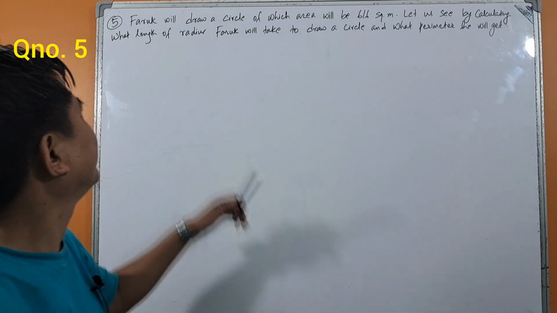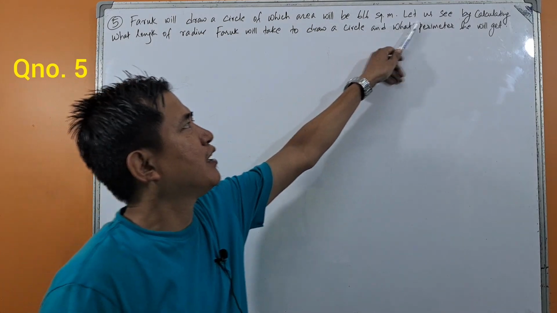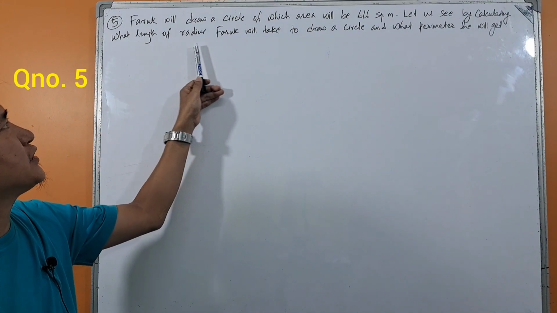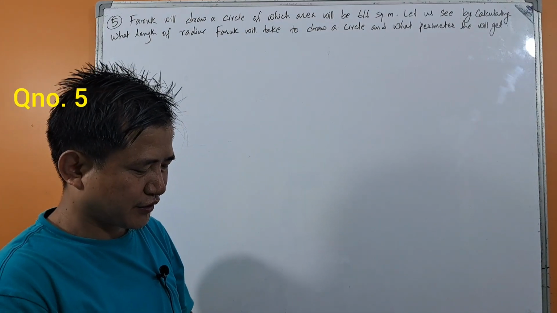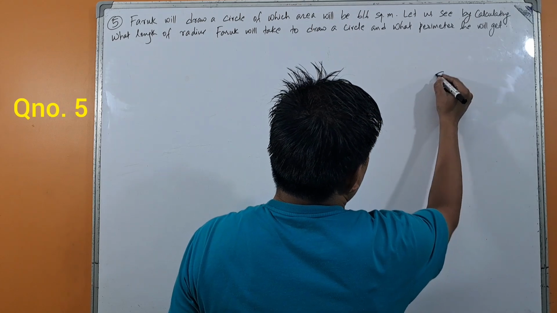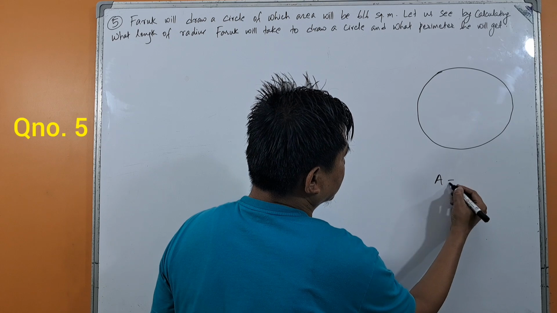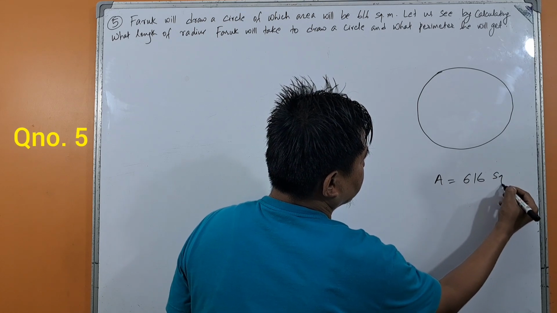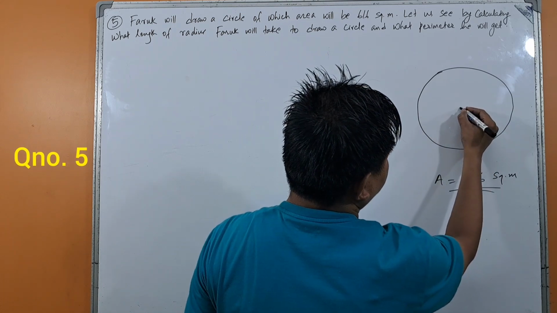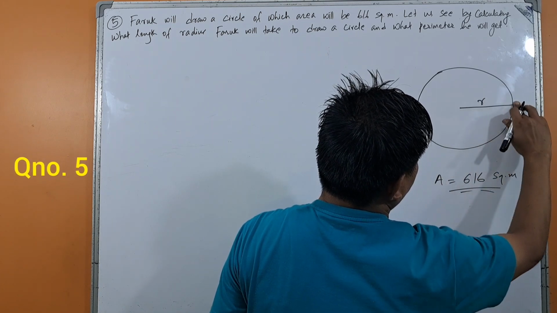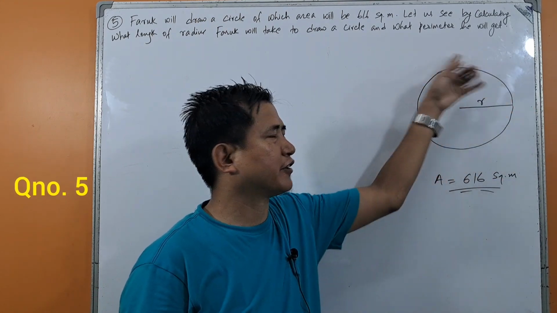Question number 5. Farooq will draw a circle of which the area will be 616 square meters. Let us see by calculating what length of radius Farooq will take to draw the circle and what perimeter he will get. So this question is very simple. Farooq drew a circle and the area of this circle is given to us, 616 square meters. We are asked to calculate the length of the radius and the circumference of this circle. Perimeter means circumference.